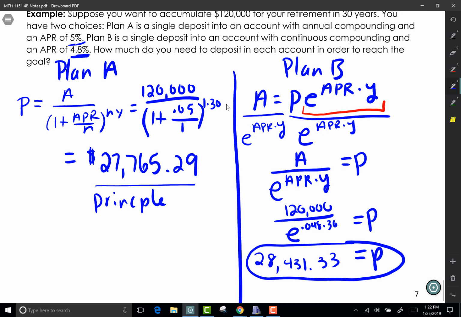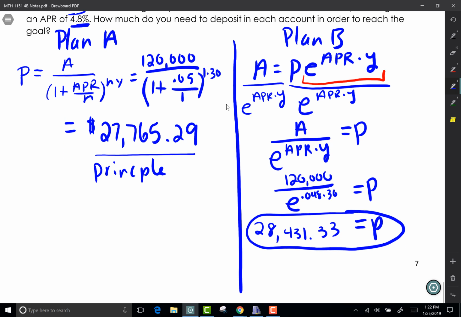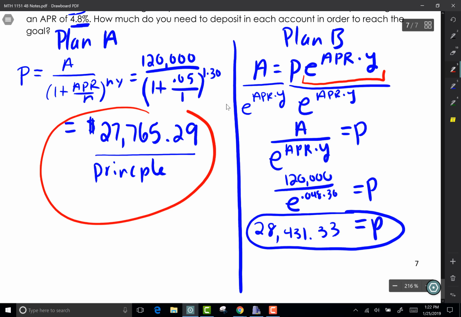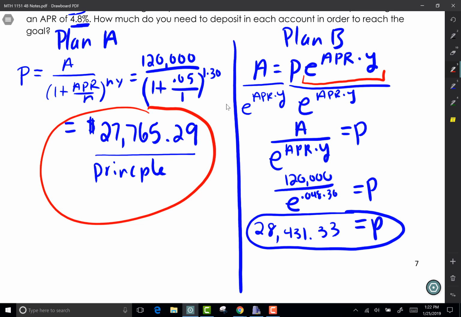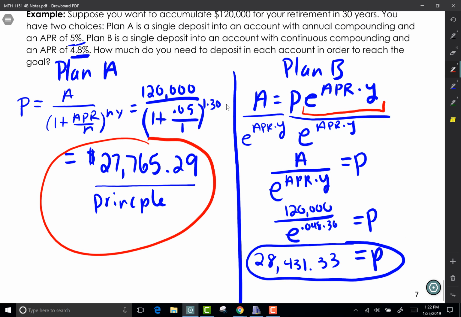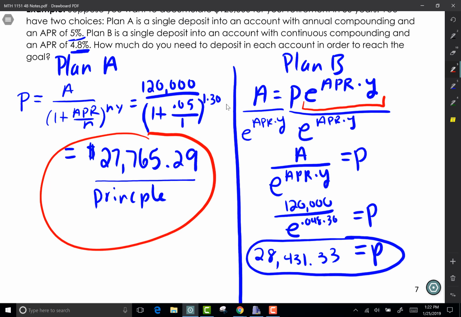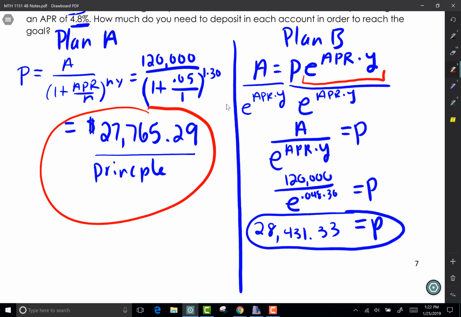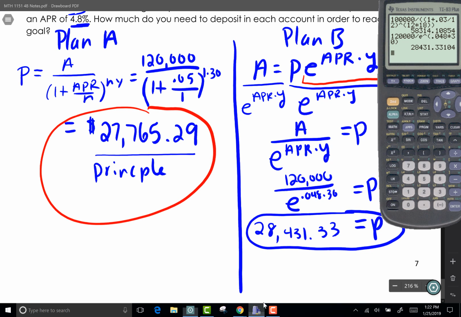If I were to make a decision based on finances only, I would definitely choose Plan A because you would need less money to get started, but still have $120,000 at the end of the 30 years. Now, we can't check Plan B on the calculator using the time value money option because that app doesn't use continuous compounding, but we can check Plan A.